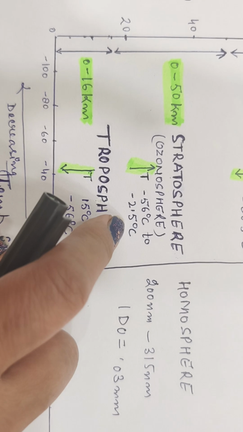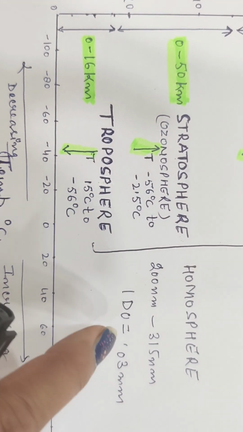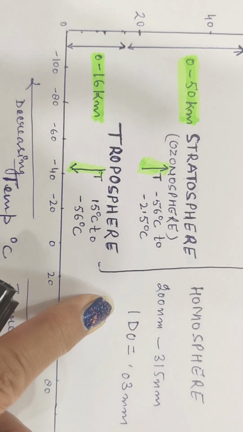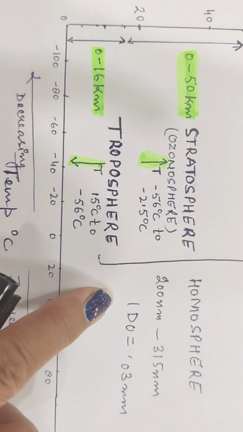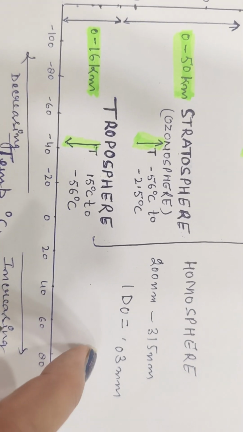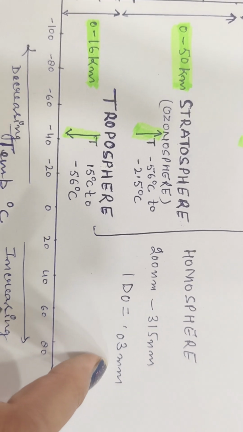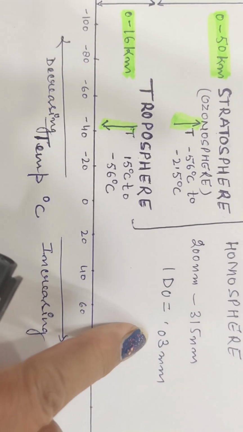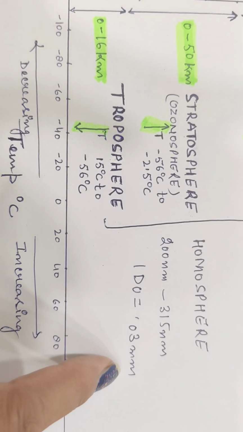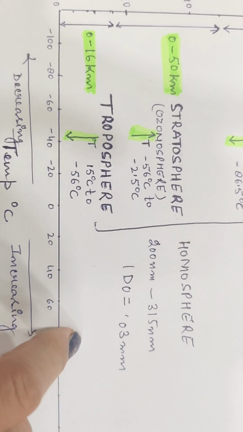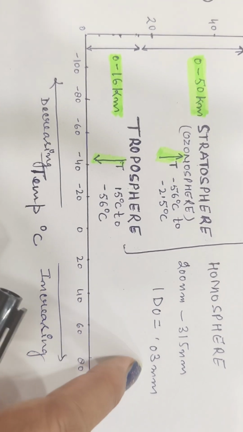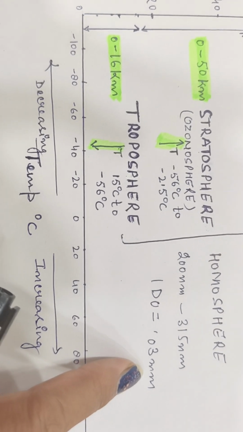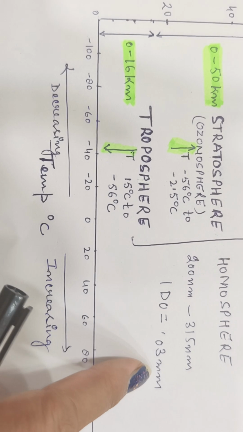Now we all know that the British meteorologist G.M.B. Dobson developed the Dobson meter to measure stratospheric ozone, and it is represented by the Dobson unit. One Dobson unit is equivalent to 0.01 millimeter, and the average thickness of the ozone layer is 0.03 millimeter, and anything lesser than this is considered an ozone hole.